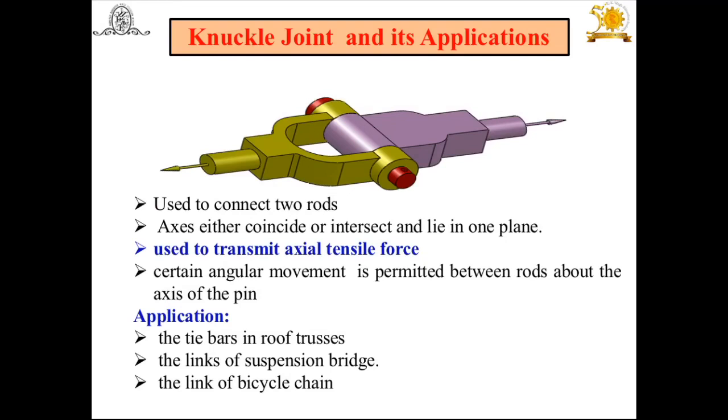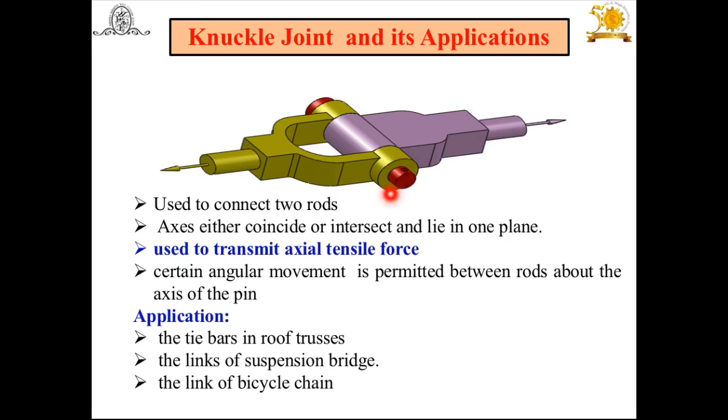Again, what do you mean by knuckle joint and where are knuckle joints used? The knuckle joint is used to connect two rods whose axes either coincide, intersect, or lie in one plane. Sometimes they may coincide, sometimes it permits certain angular movements between these rods. Look at this. This part shown in green color is a fork. This part is an eye and the pin is inserted here to fit it properly. Here provision is made to lock this pin properly.